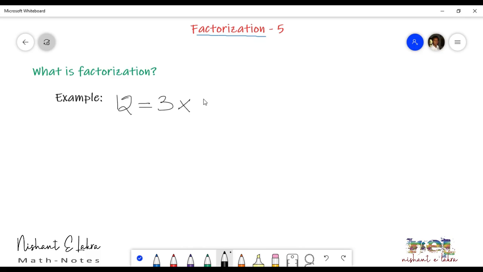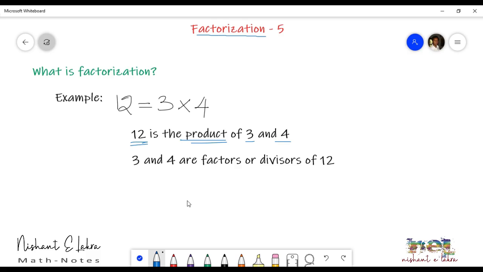The number 12. What are the factors of 12? How can we get 12? Right? 3 into 4 is 12. So 12 is the product of 3 and 4. You understand this, right? 12 is the product of 3 and 4. That means 3 and 4 are factors or divisors of 12.